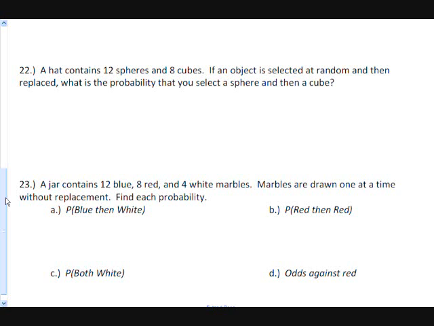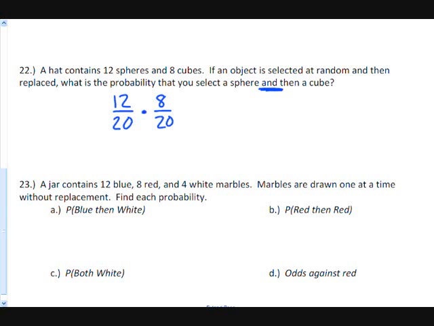So the probability of a sphere, there's 12 spheres out of 20 total objects. So we pull a sphere out, we put it back in. Now the probability of a cube, there's still 8 cubes. There's still 20 objects total because we replaced the first object. And since this is an AND probability, it means we're going to multiply.